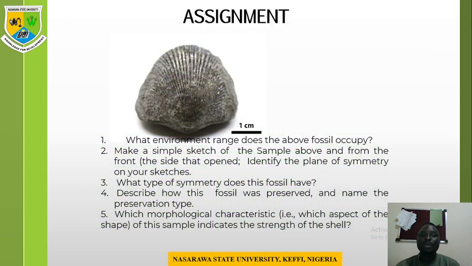This take-home assignment: look at the specimen provided. 1. What environment range does the above fossil occupy? 2. Make a simple sketch of the sample above, from the front, that is, the side where the shell is open. Identify the plane of symmetry on your sketches. 3. What type of symmetry does this fossil have? 4. Describe how this fossil was preserved and name the preservation type. 5. Which morphological characteristics, that is, which aspect of the shape of the sample, indicates the strength of the shell?